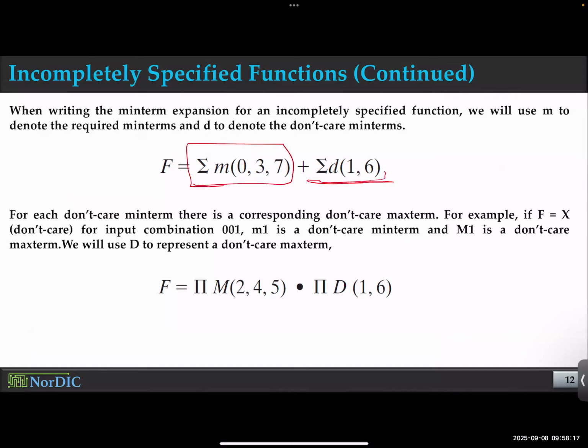And the max term expression is exactly the same. I don't have to repeat it. Max term for the regular one, and then you separate out the max term for the don't cares. That's how you express it. Get used to it.